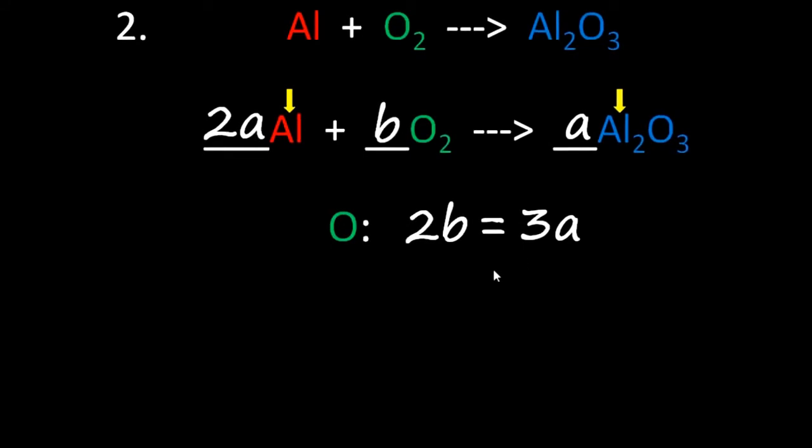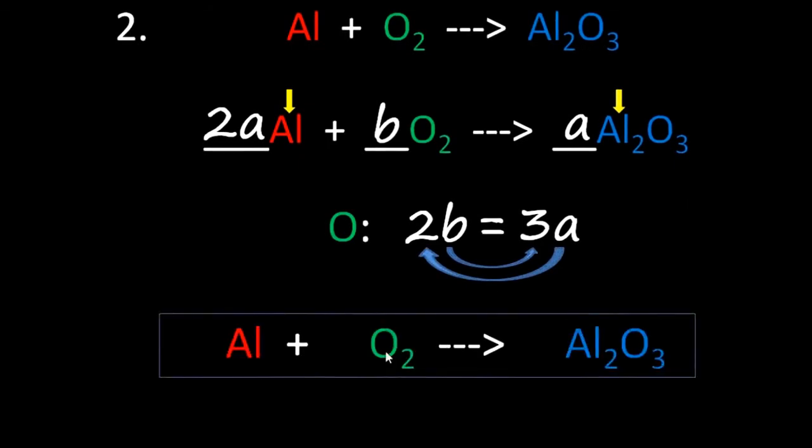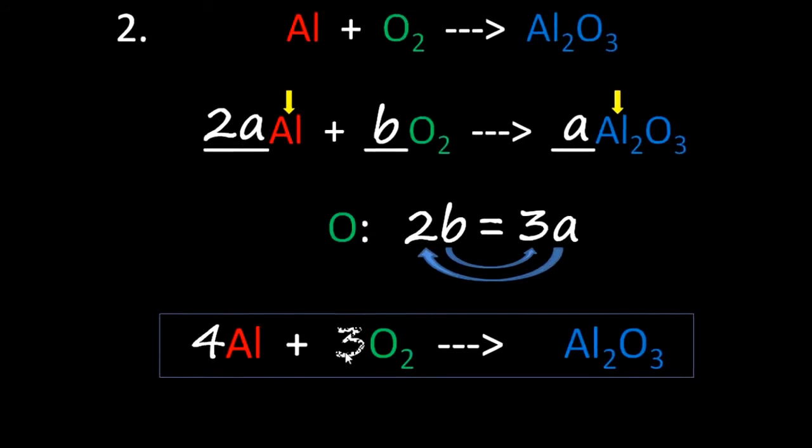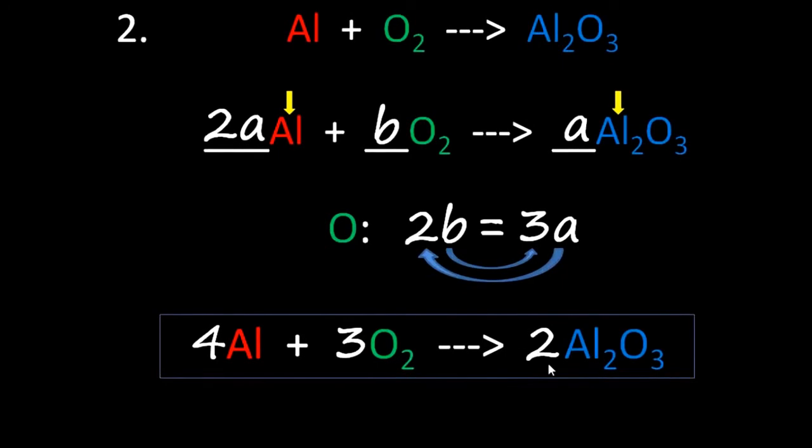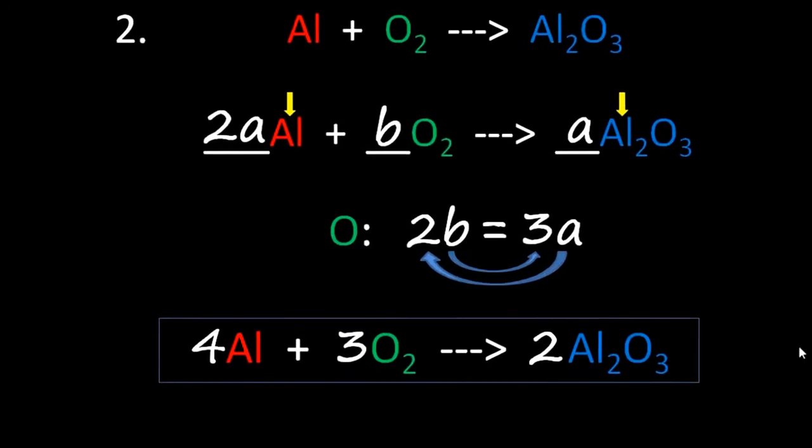From this equation, we have B is equal to 3 and A is equal to 2. In step 4, we substitute the values to get the balanced equation. Since A is equal to 2, 2 times 2 equals 4. Then B is 3 and A is 2 here. And the equation is balanced.